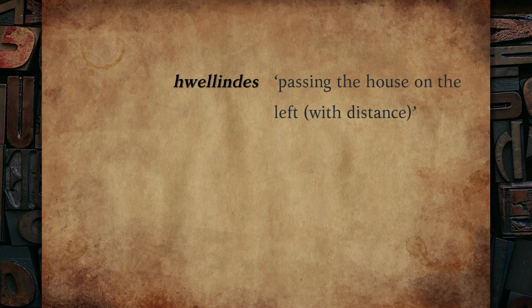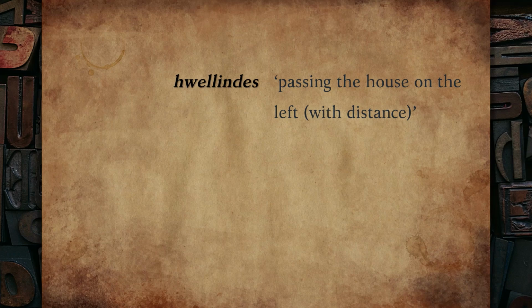Next, huelindes, passing the house on the left with distance. This is perhaps easier imaginable with an example. So imagine you're giving someone directions and you're in the countryside and there are fields everywhere, and then there's a house on the right side of the road, but between the house and the road there is a field, right? And you're telling the person you need to pass this house, right?